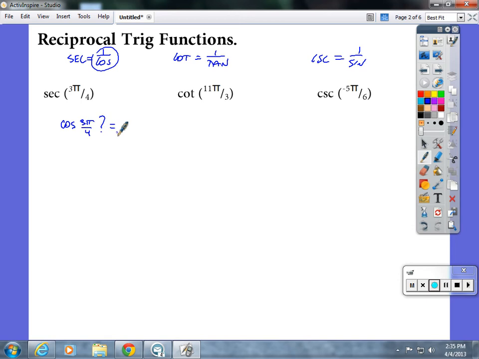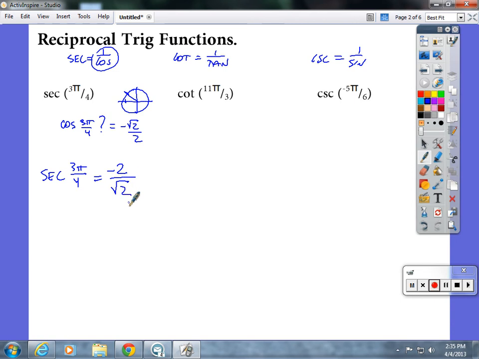And the answer there for cosine of 3 pi over 4, we're in the second quadrant. 3 pi over 4 is right here. The cosine, the x value, is going to be negative root 2 over 2. Now, if you want to find the secant of that, we have to take the cosine value and find its reciprocal. So we flip the fraction, so negative 2 over root 2.